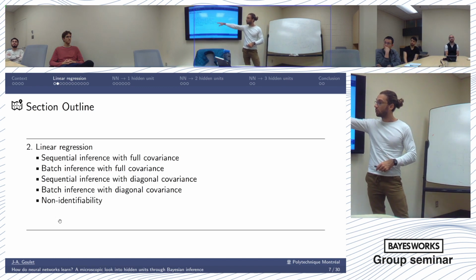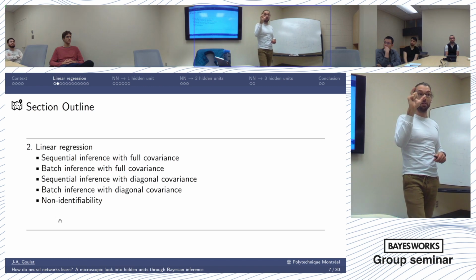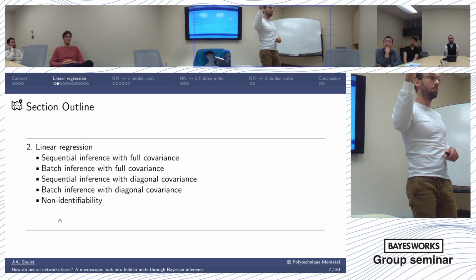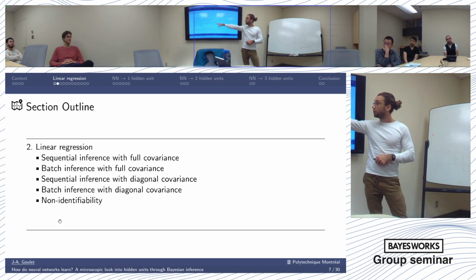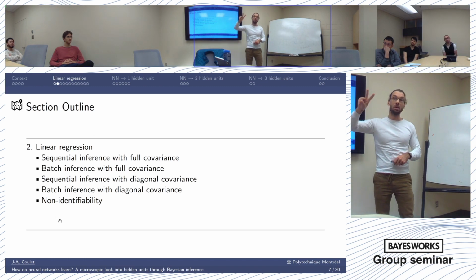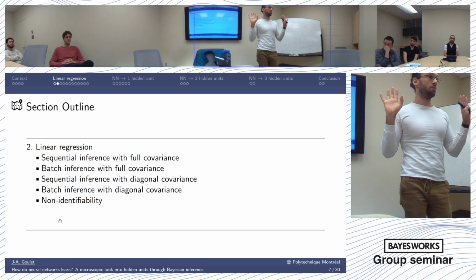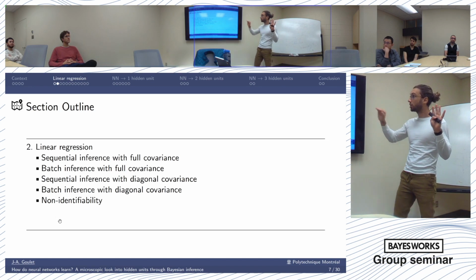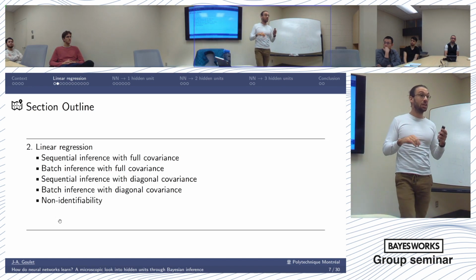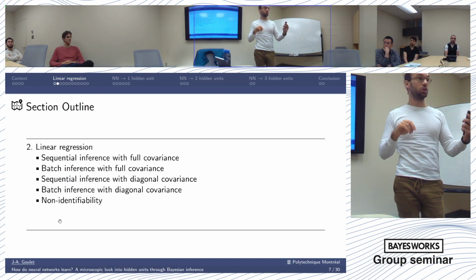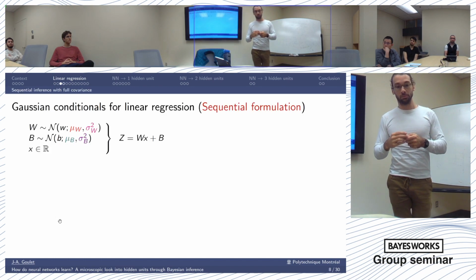Then we go sequential, but with diagonal covariance. We neglect the covariance between W and B, the weight and the bias. Then we do a batch inference with a diagonal covariance, so the same thing, both at the same time, but neglecting all the correlation whatsoever. What's going to happen? We're going to see where it breaks. And finally, we look at the non-identifiable case. What if my function for my line is over-parameterized? We're going to look into this when we get there.